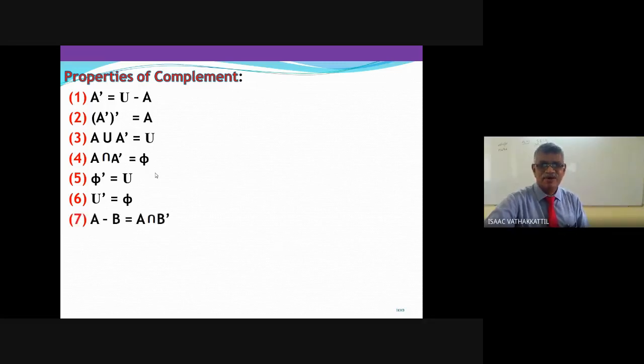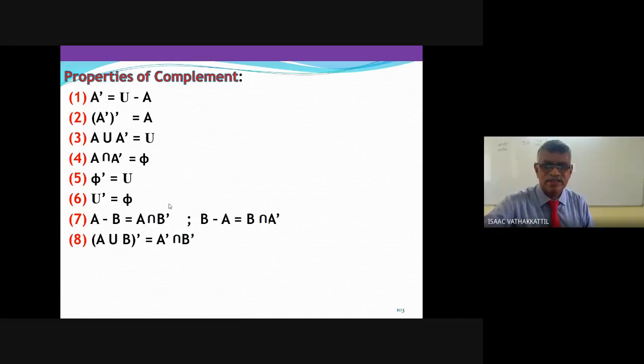Okay? Well, A minus B is A intersection B dash. It is quite obvious to observe. A minus B means what is in A, not in B. That is as good as in A and in B dash. So remember, these are results we can use later also. These are well known, simple results. A minus B is A intersection B dash, and B minus A will then be B intersection A dash. Any question?